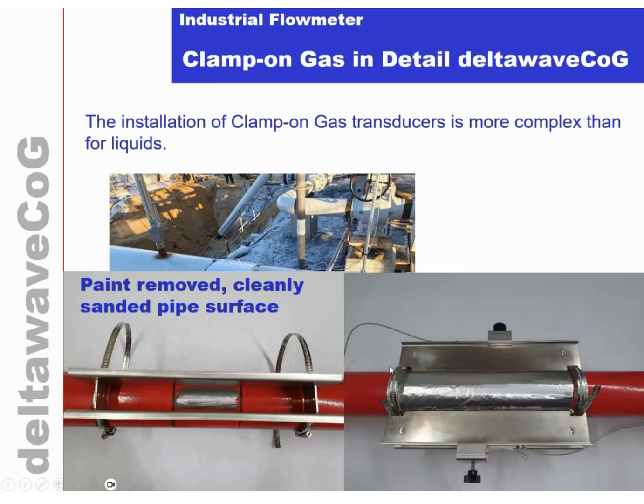In the next step, we put these damping foils on it. We saw on the last screen that we have a lot of reflections, and these reflections tend to disturb the signal. So for clamp-on gas, we need these damping foils which damp down the reflected signal, and they do this pretty well. So damping mats are to reduce the reflections.